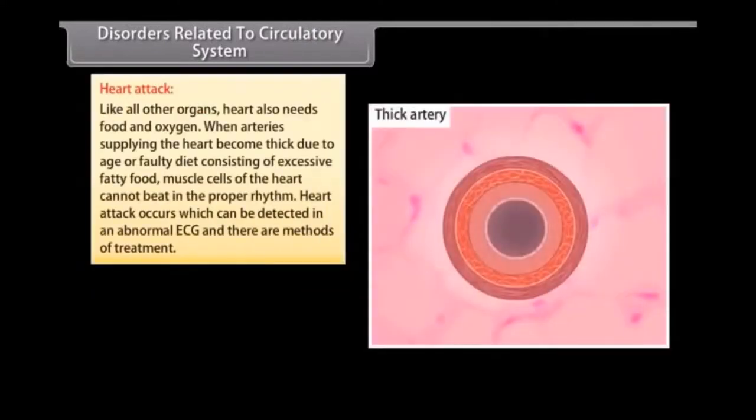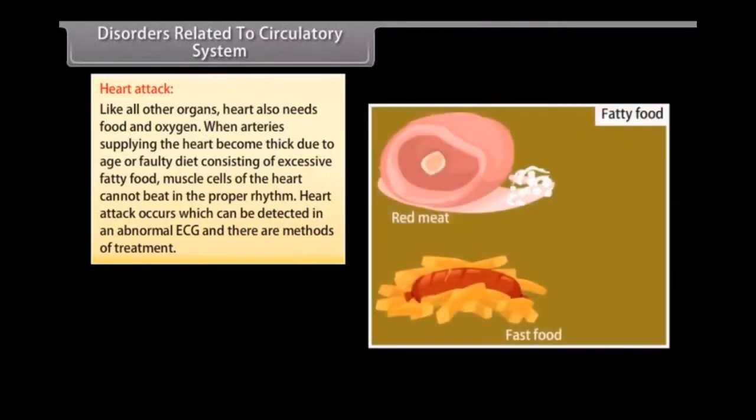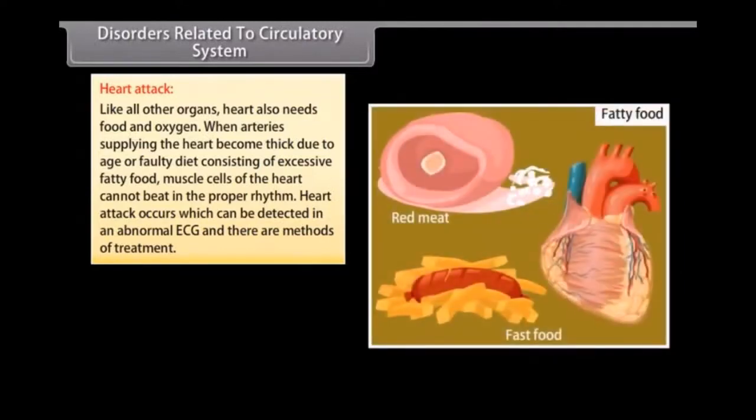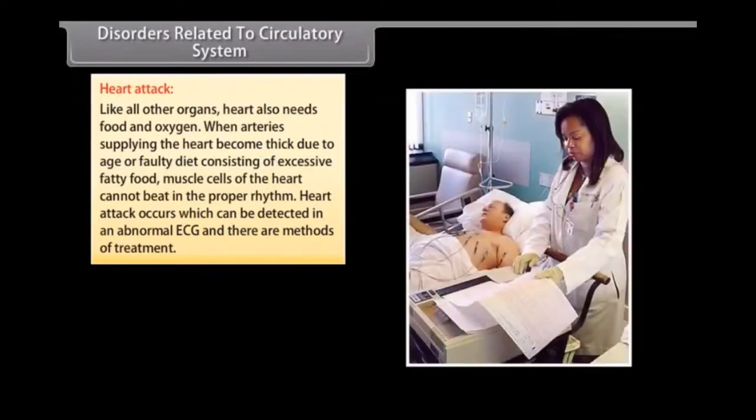Heart attack. Like all other organs, heart also needs food and oxygen. When arteries supplying the heart become thick due to age or faulty diet consisting of excessive fatty food, muscle cells of the heart cannot beat in the proper rhythm. Heart attack occurs, which can be detected in an abnormal ECG, and there are methods of treatment.